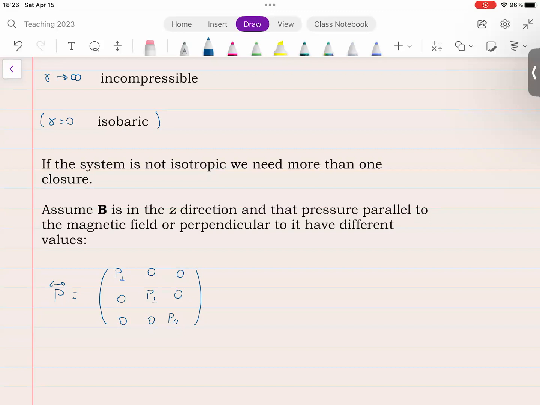Then one way to close the system is the well-known CGL closure, or well, closures, I guess, since we have two, where C, G, and L are the names of the three physicists that introduced this model in the 60s. Chew, Goldberger, and Low.